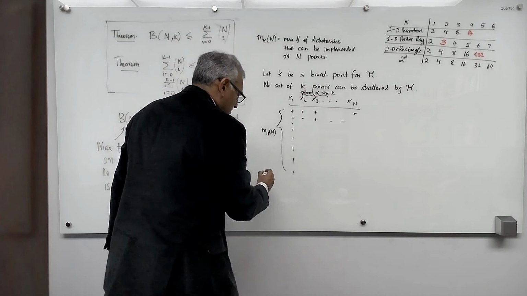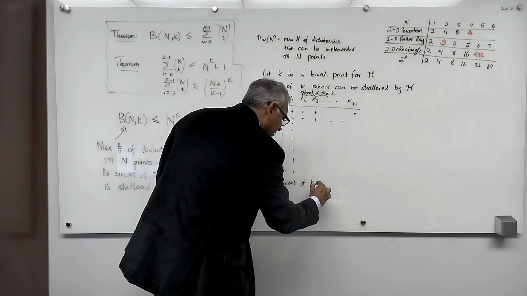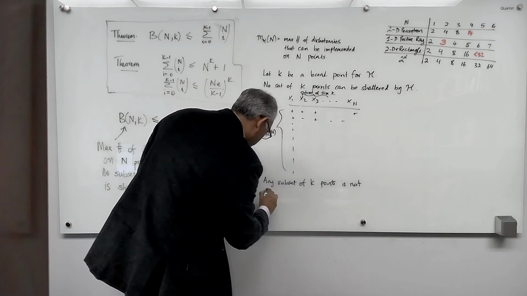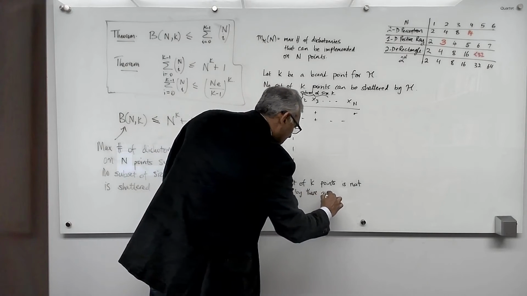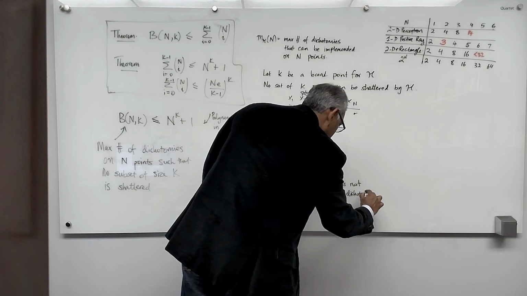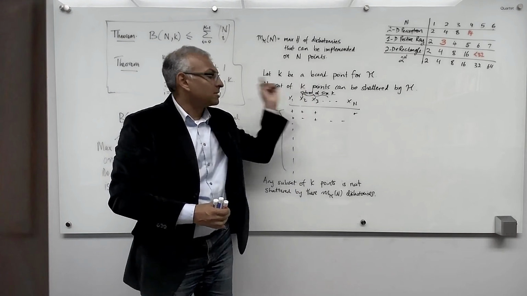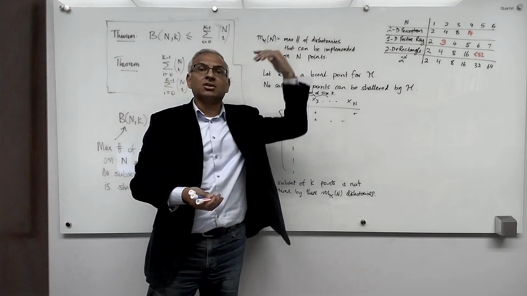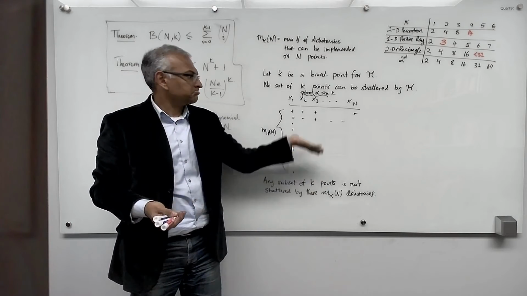So any subset of k points is not shattered by these M sub h of n dichotomies. And why is that? That is because k is a breakpoint, and so there's no set of k points that can be shattered by the dichotomies in H. These are the dichotomies in H on those k points. So it cannot be shattered.